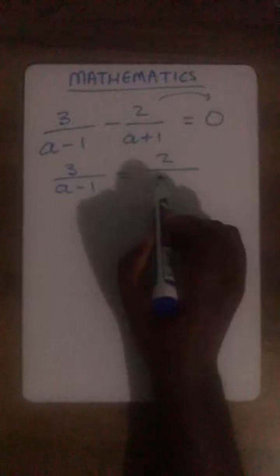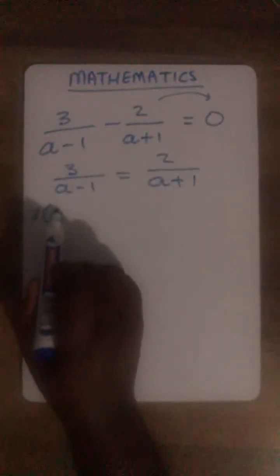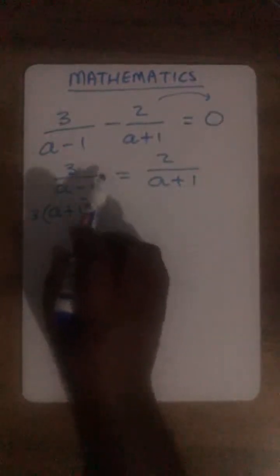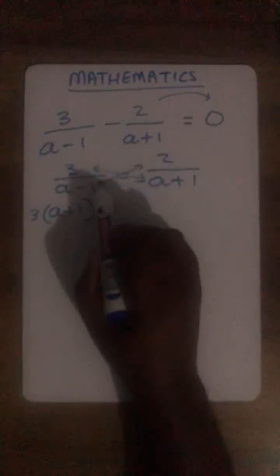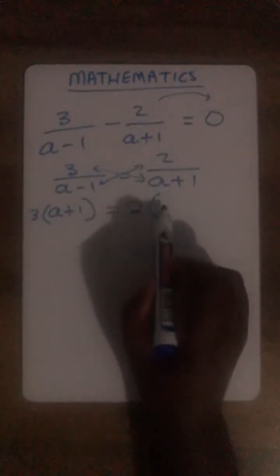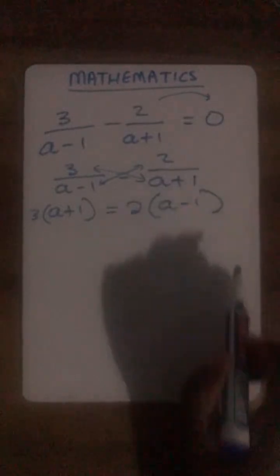The first thing that you would like to do, how about you just take that to the other side, honorable members? So you're just going to have 3 over a minus 1, which is equal to positive 2 over a plus 1. And then all that you do is just cross multiply. So you have 3 into a plus 1, that multiplies with that, equals that multiplies with that, so you have 2 into a minus 1.